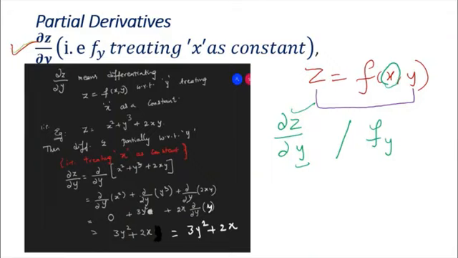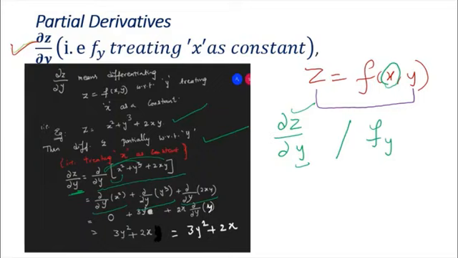So z is equal to x square plus y cube plus 2xy, I have taken here. Then differentiate z partially with respect to y, that is treating x as a constant. So dou z by dou y is equal to dou by dou y of x square plus y cube plus 2xy. Then apply dou by dou y to each term: dou by dou y of x square plus dou by dou y of y cube plus dou by dou y of 2xy.